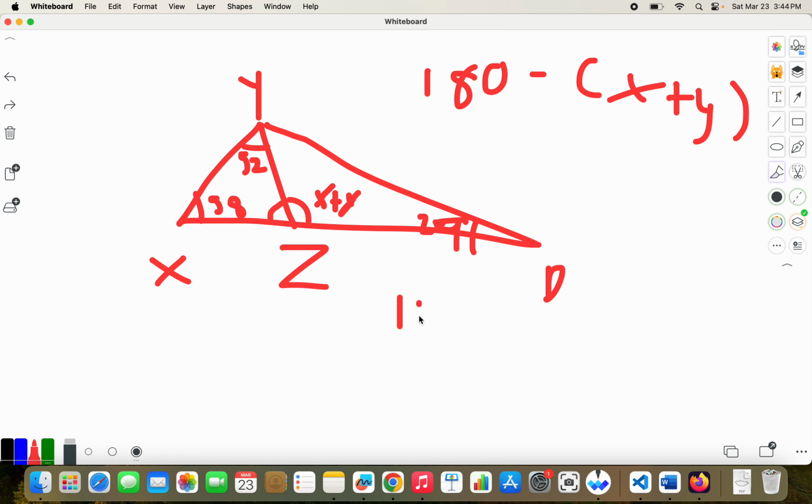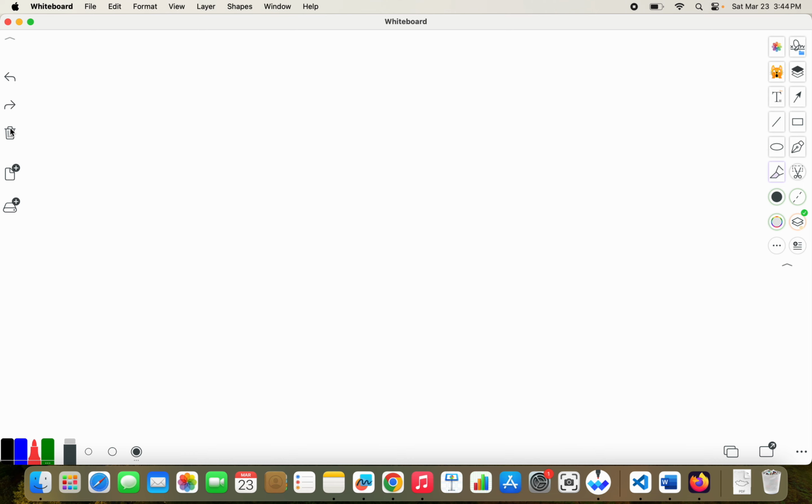This is 110, so 110 plus 29 is 139. And if we subtract that from 180, we get 41. So it's 41 degrees.